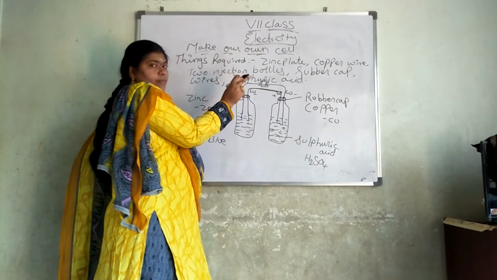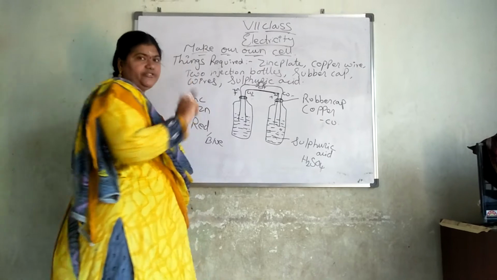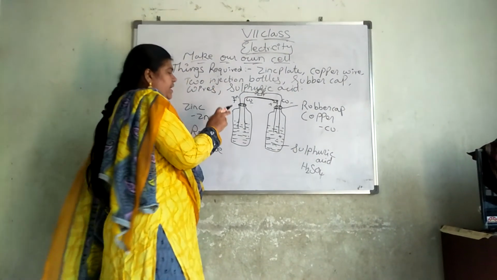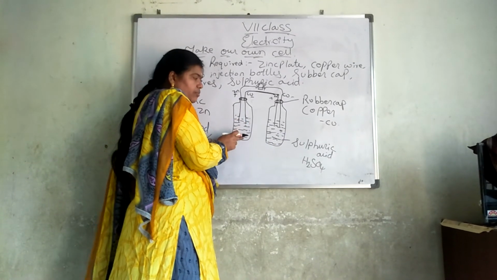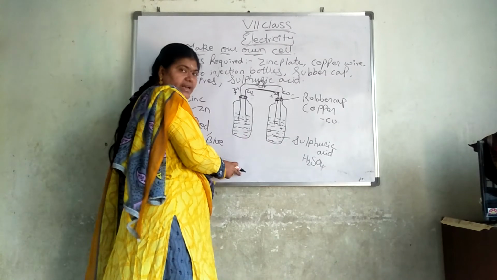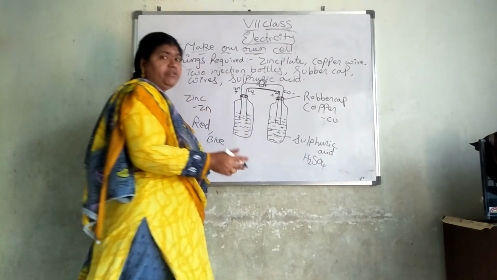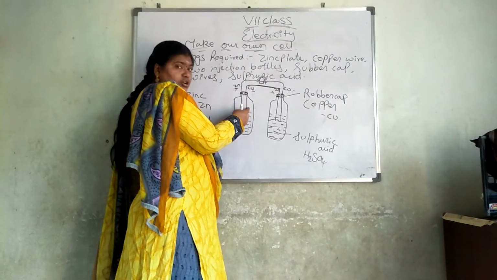Once again, listen, what are the things required? Zinc plate, copper wire, 2 injection bottles, rubber cap, wires and sulfuric acid. How to make your own cell? We have to take 2 injection bottles filled with sulfuric acid. What is the formula for sulfuric acid? H2SO4. Now take 2 wires, one of zinc plate, the other of copper wire.